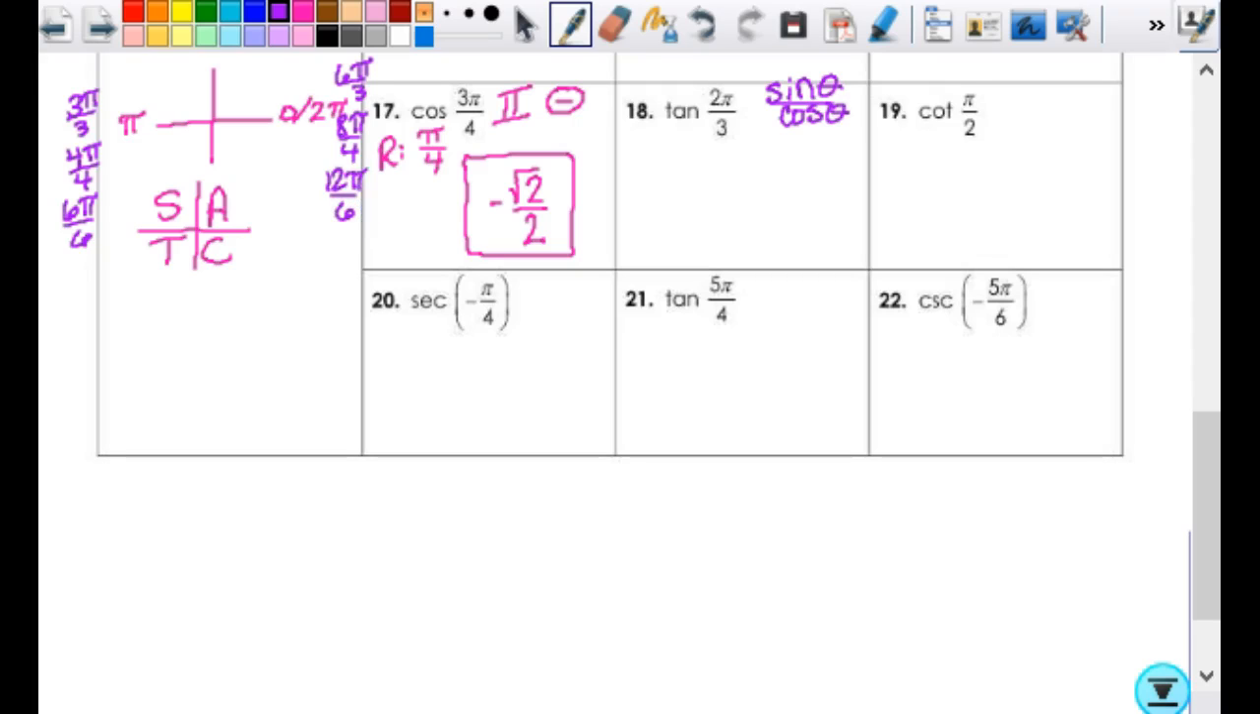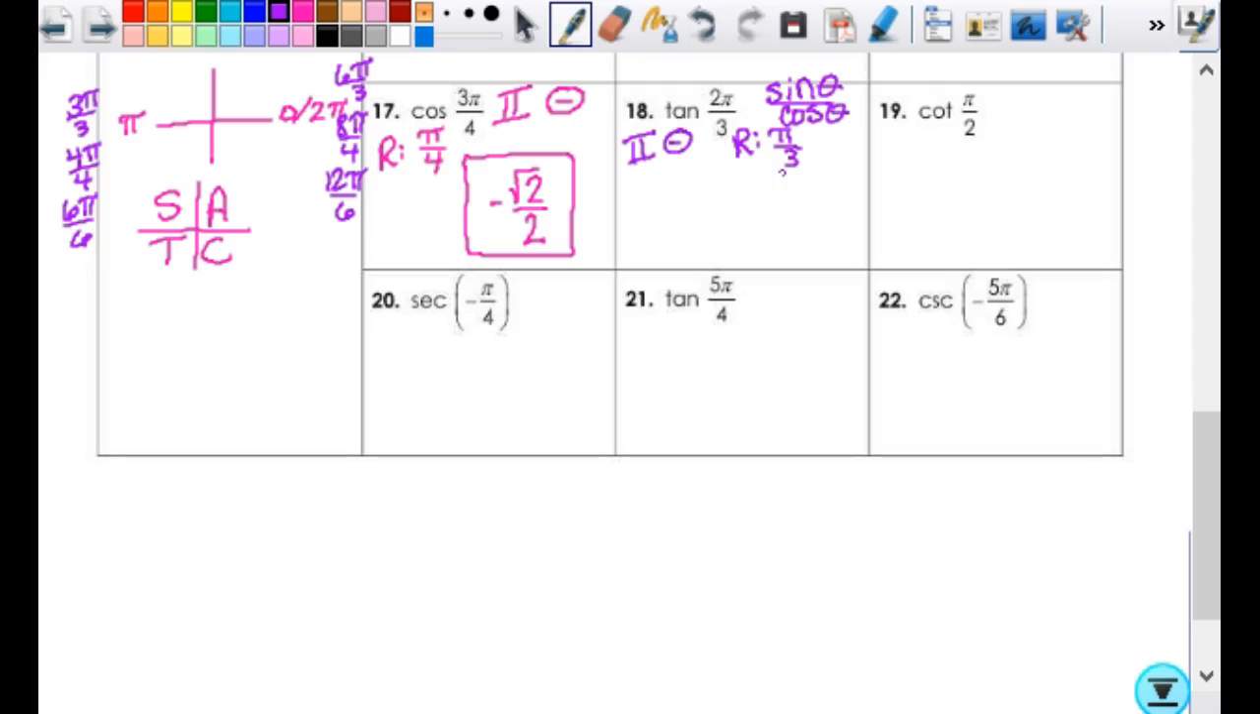Now, you don't necessarily have to write it out, but that's what you're thinking. That's where I would end up. So since this is 2 pi thirds, well, this would be 3 pi thirds, so 2 pi thirds is up here. So we are in quadrant 2. In quadrant 2, is tangent positive or negative? Negative. And then what is my reference angle? Pi thirds, exactly.